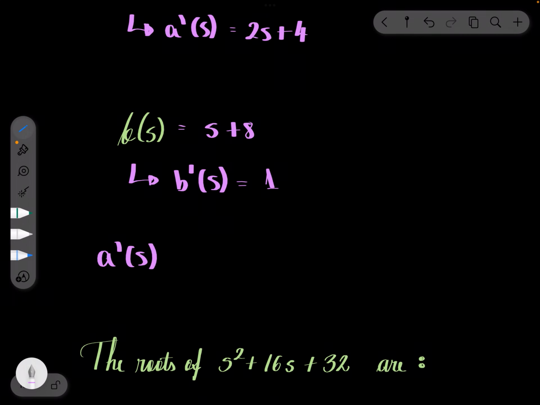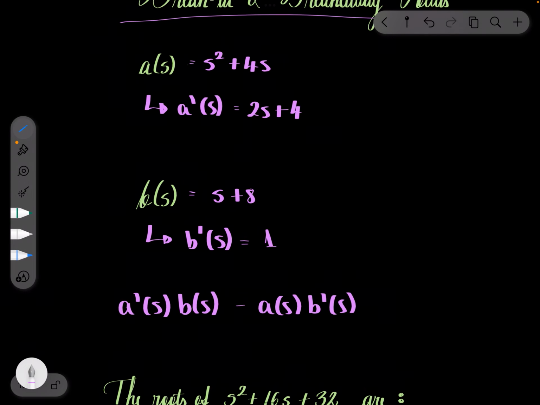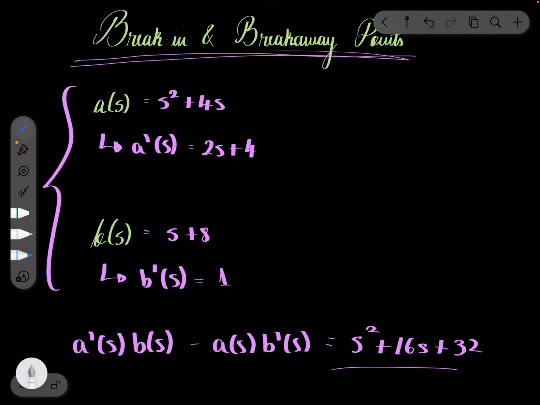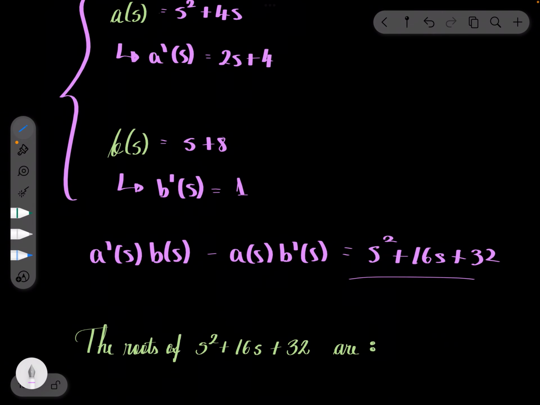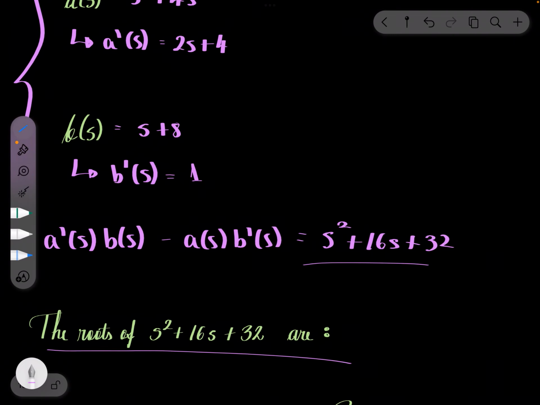So now, to find the break-in and breakaway points, all we need to do is multiply the derivative of A by B and subtract A multiplied by the derivative of B. And once you do this, you have all the values you need here. After the maths, you're going to get s squared plus 16s plus 32. How's this going to help us find the break-in and breakaway points? We're just going to find the roots of this, and those will be your break-in and breakaway points.